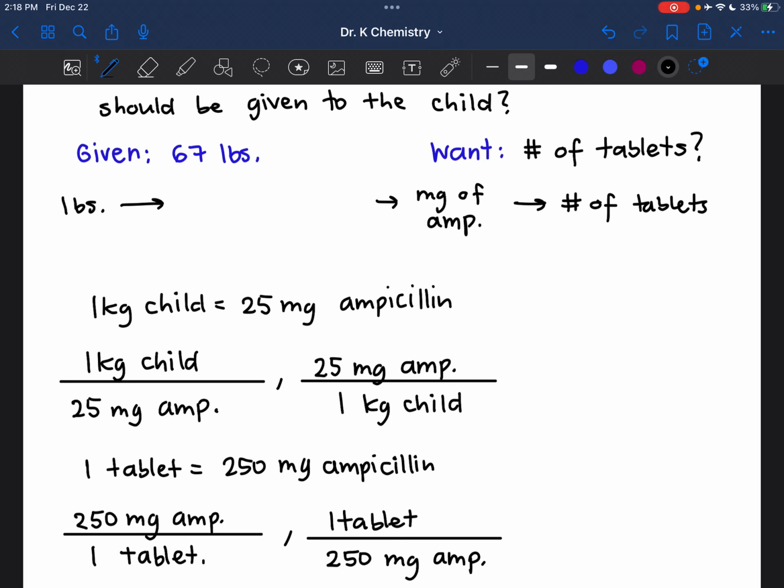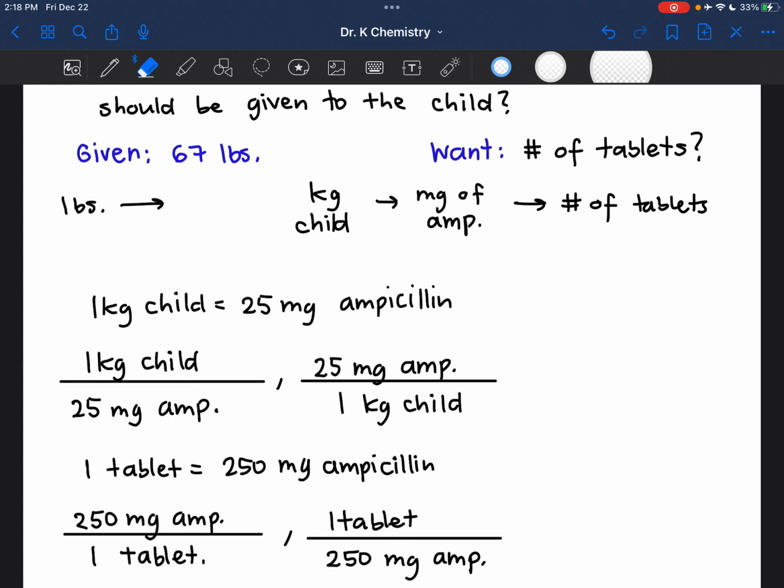Okay, but I don't have a direct relationship between pounds and the milligrams of ampicillin, so there's something we have to do in between. And I do see that there is a connection between the milligrams of ampicillin and the kilograms of the child. So we can use that conversion to ultimately get to milligrams of ampicillin, which will get us to the number of tablets.